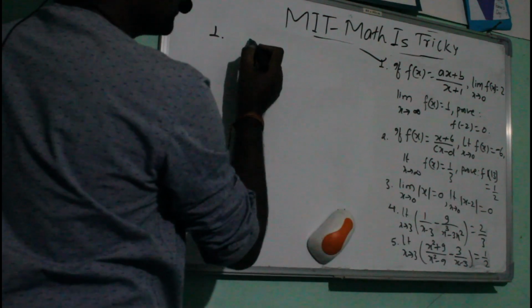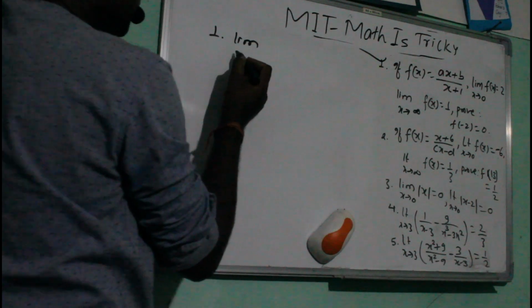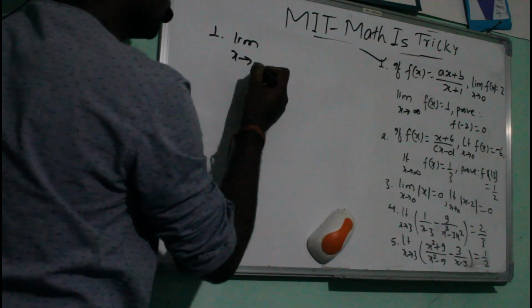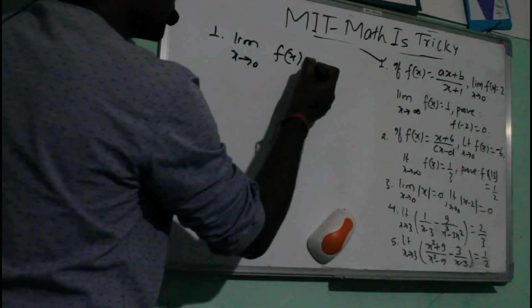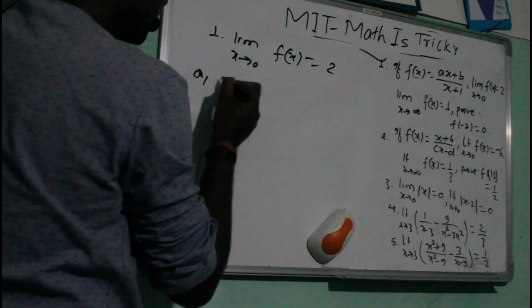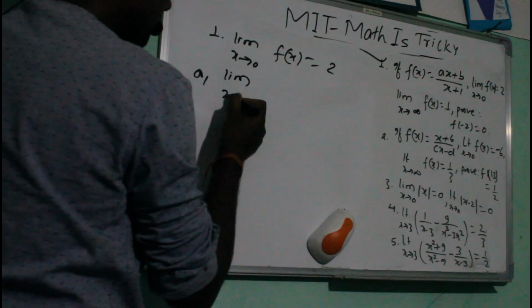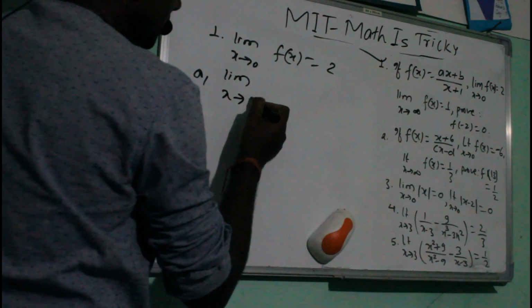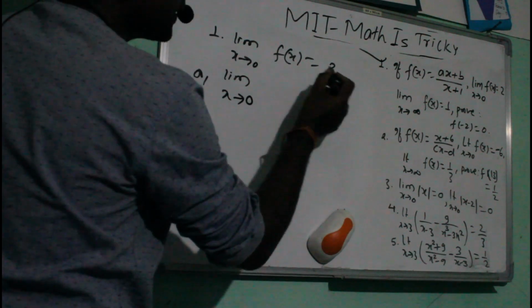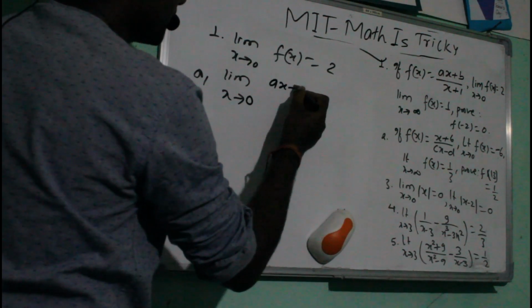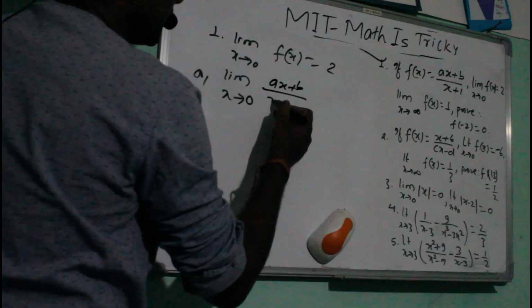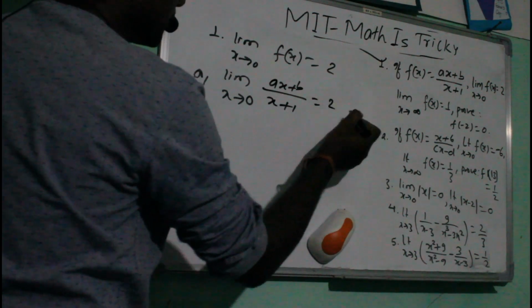For this, we are given limit x tends to 0 of f(x) equals 2. From this we can get the value of the unknowns. Limit x tends to 0 of f(x), which is given to be (ax plus b) by (x plus 1), equals 2.